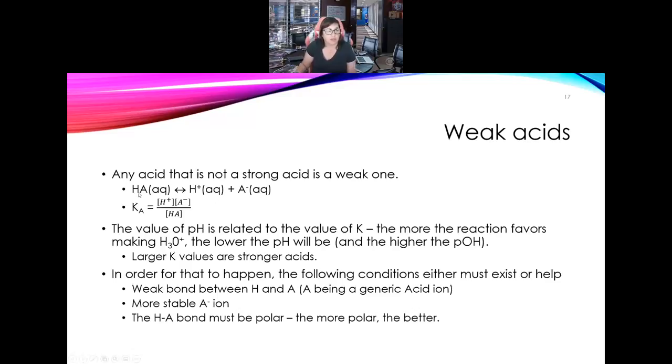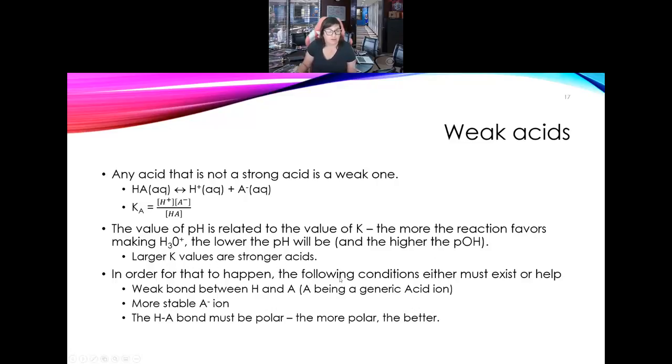This is the reaction that we're looking at, the dissociation of the acid to give us the H plus and the A minus. The Ka is going to be defined as the H plus times the A minus over the HA. The value of pH is related to the value of K. The more the reaction favors making H3O plus, the lower the pH will be, and the higher the pOH. So larger K values are stronger acids.